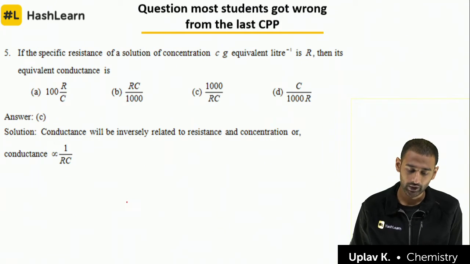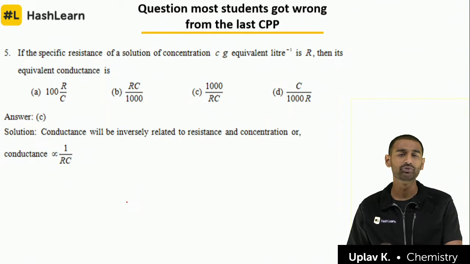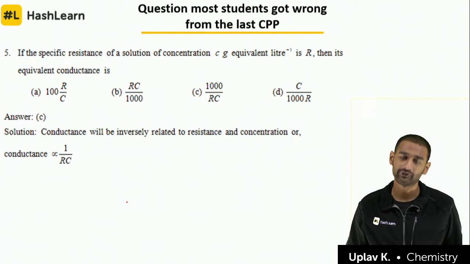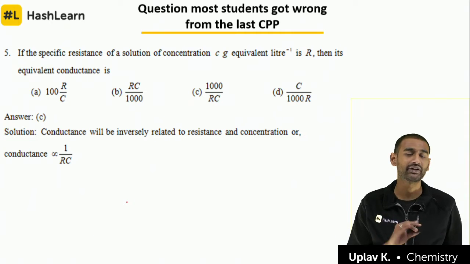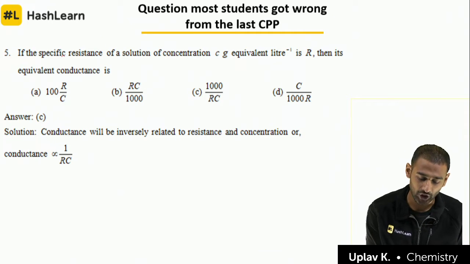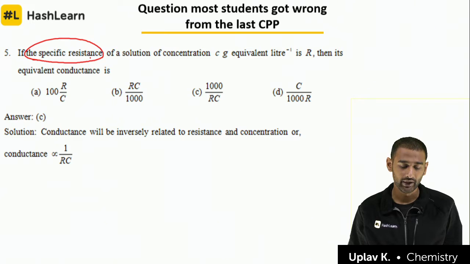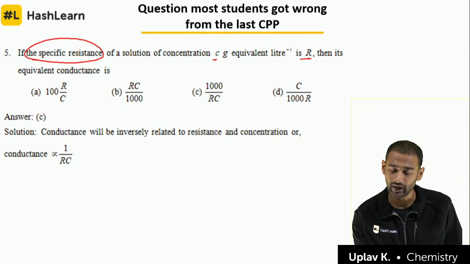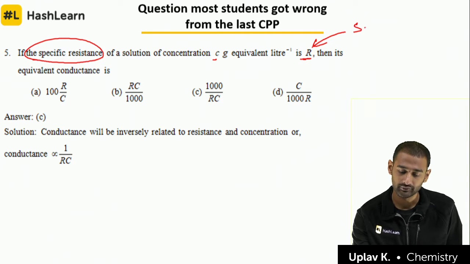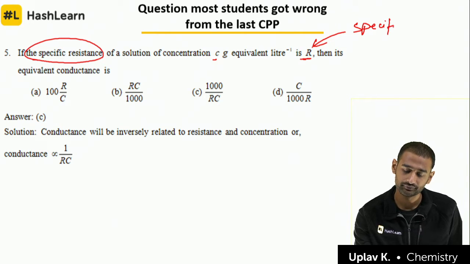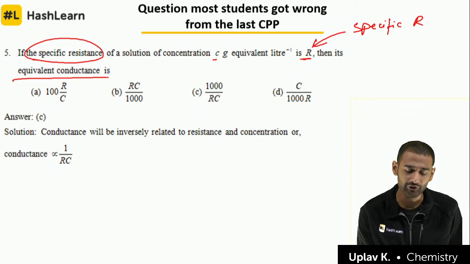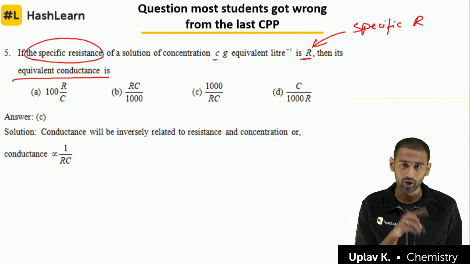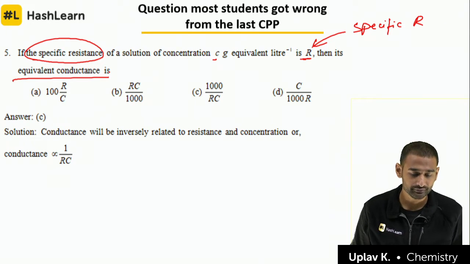Okay. Now this was the question from the previous CPP in which most of the students are going wrong. And see, in this case, if you do not know this question, it's fine. You can easily solve this question by dimensional analysis. See, we are talking about specific resistance. If the specific resistance of a solution of concentration C is R, so R I can say is resistance. It is specific resistance, right? Then its equivalent conductance. Okay, you should know that resistance and conductance will be inversely proportional to each other.